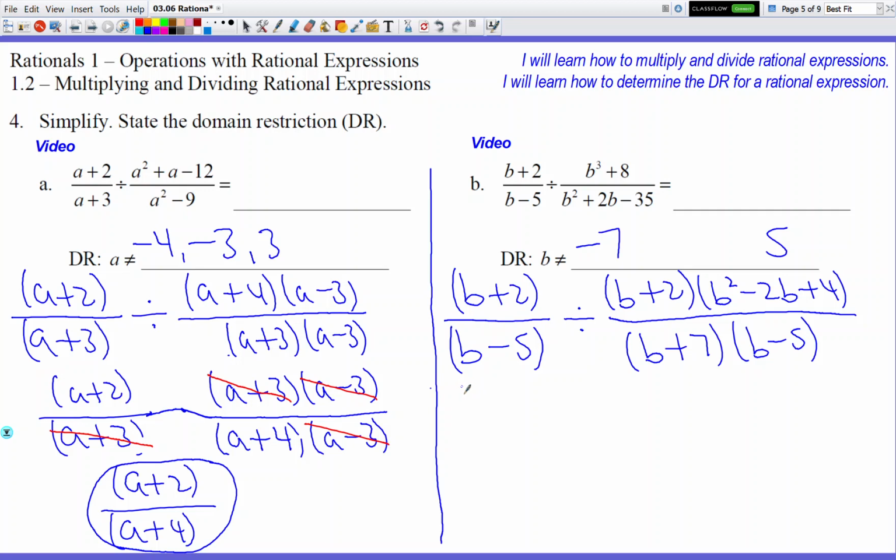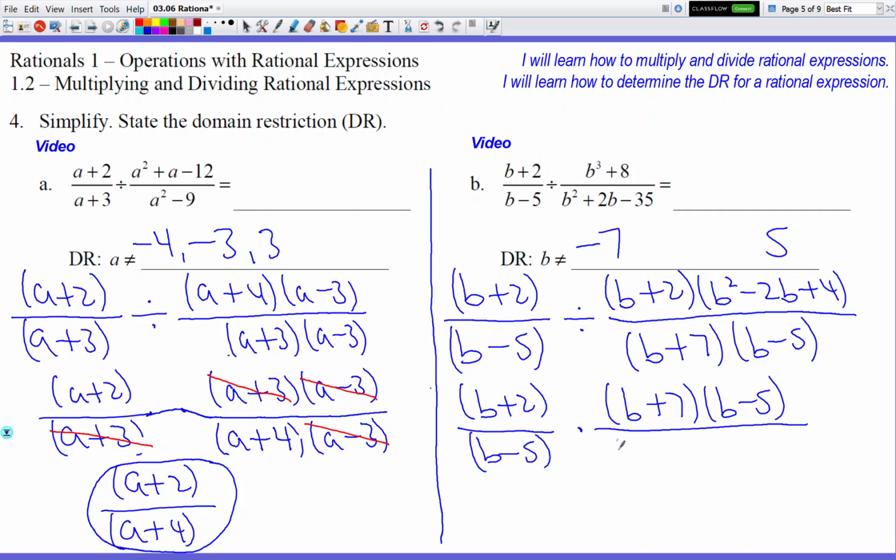So we got b plus 2 over b minus 5 times, and then we're going to flip the fraction, b plus 7 over b minus 5, and that's going to be brand new things on the bottom, so b plus 2 and b squared minus 2b plus 4. Okay, all right.